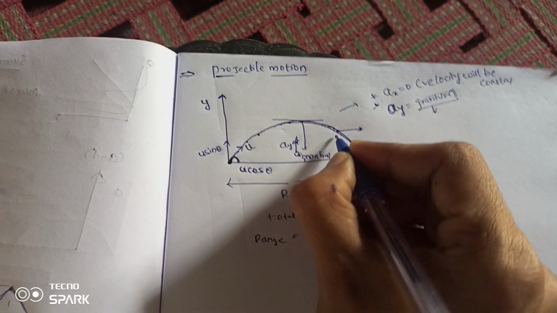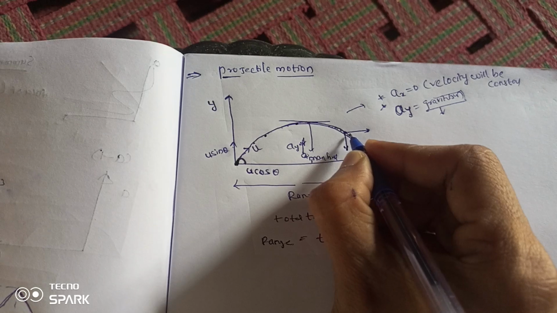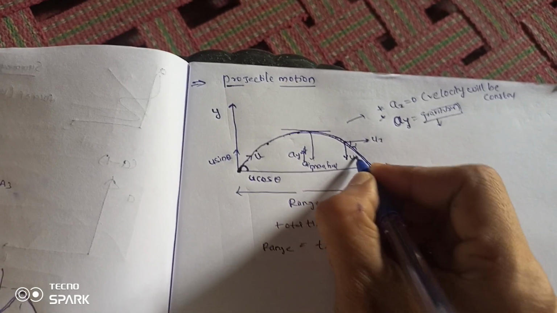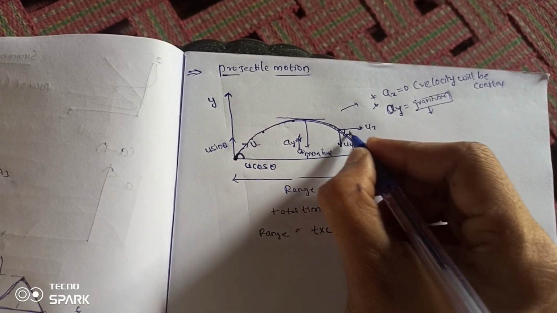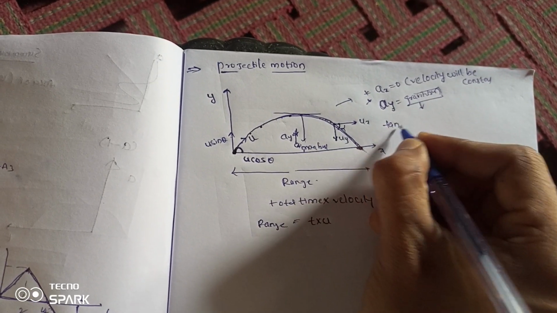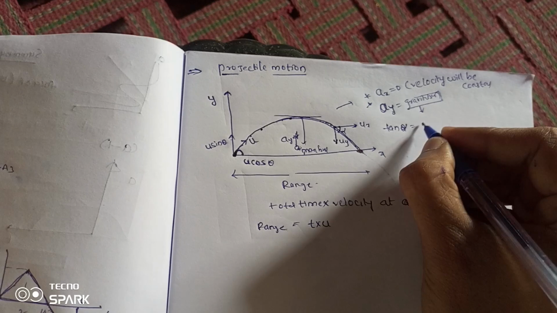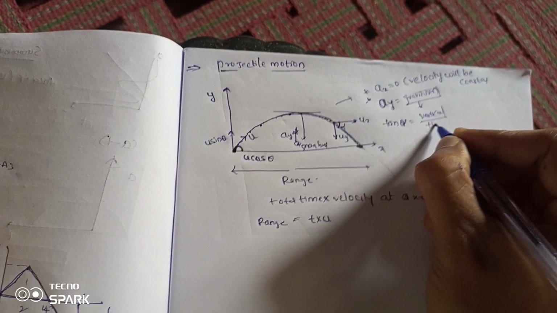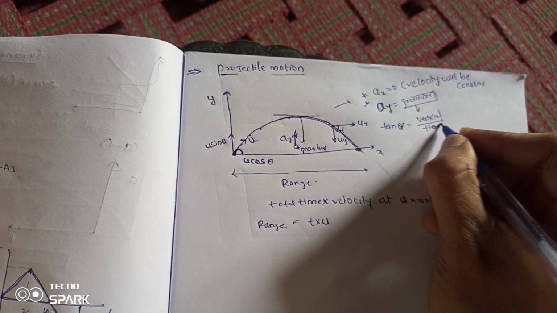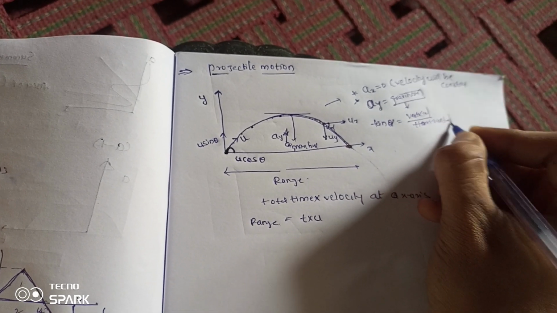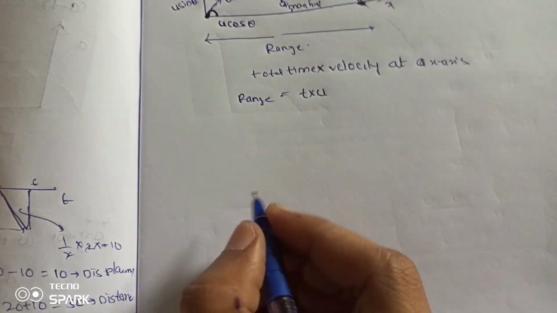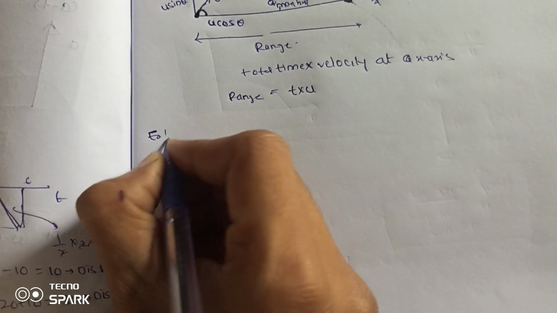This is alpha, this is ux and this is uy. Here we can say tan theta, tan alpha equal to vertical component by horizontal. And next, I am taking a small example.